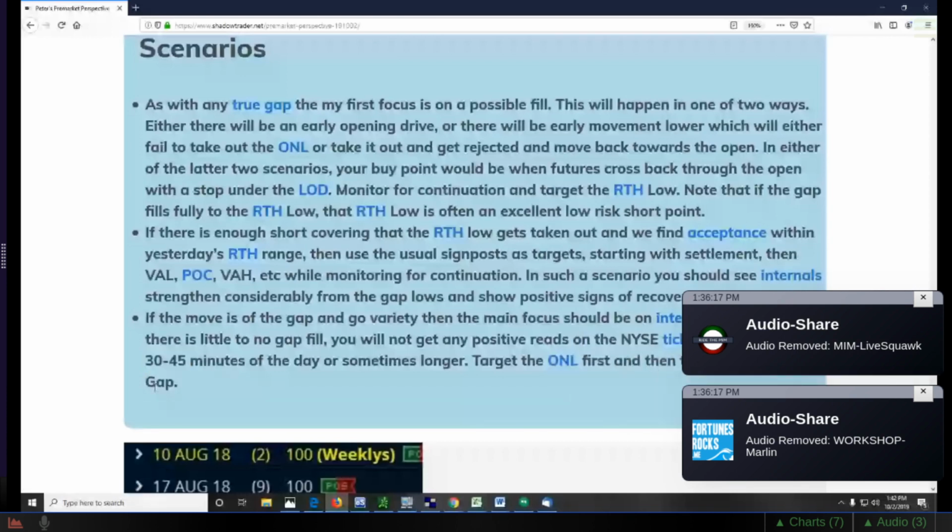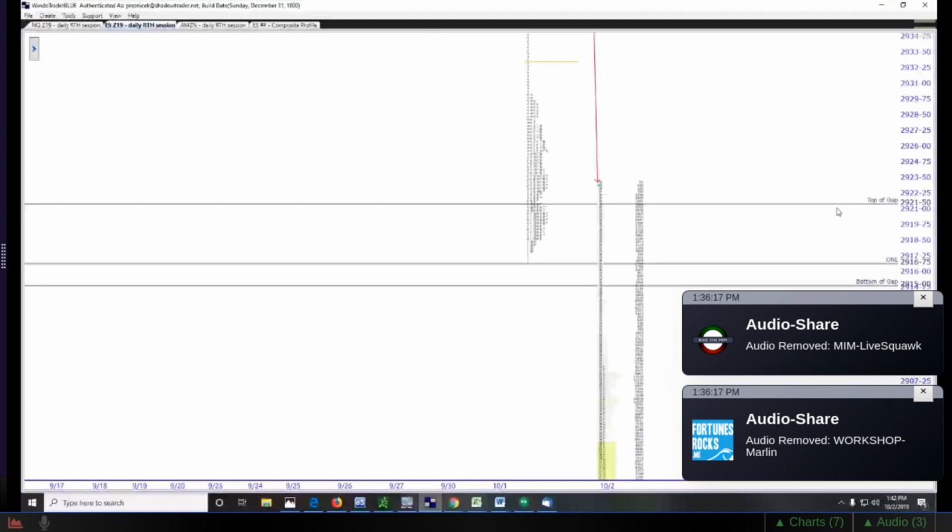Now in this case, by the way, the bottom of the gap is referencing something below us, just so you know. That bottom of the gap is something down here where we had a gap, from 29.2150 down to 29.1475. So that first target for a short early would be 29.15 basically. All right, so that's that.